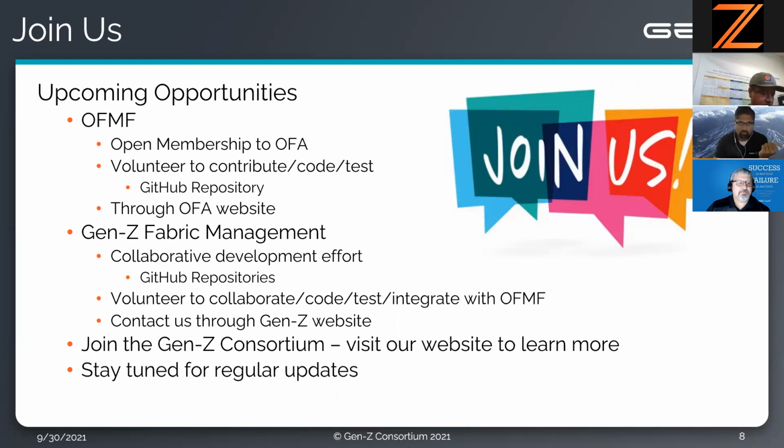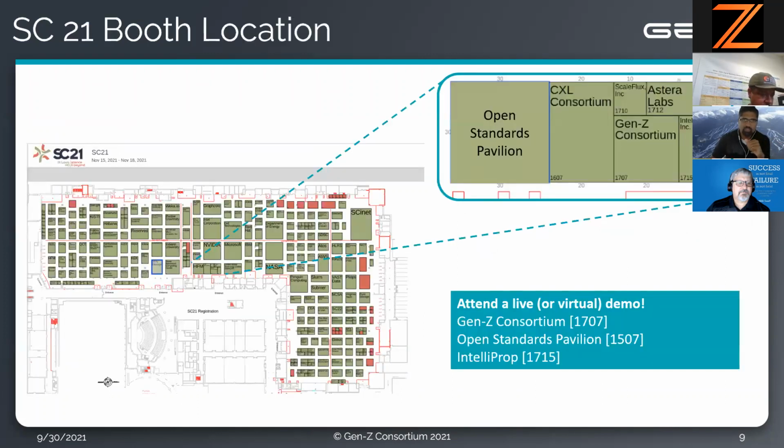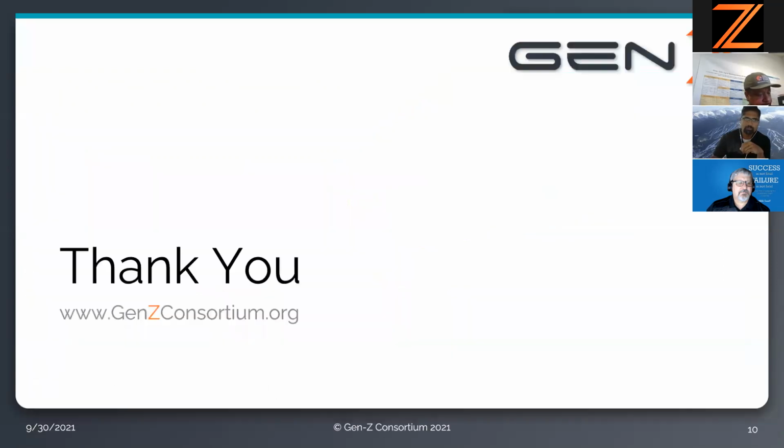Please stay tuned for regular updates, or next slide, stop by our booth and come see the demo live at SC21. We'll be running the demo in 3 booths. Booth 1707, which is the GenZ booth, booth 1507, the Open Standards Pavilion, and 1715, the IntelliProp booth. Luckily, in the little zoom out, you can see all of these booths are next to each other. So thank you for your time and learning about the exciting work we're doing.